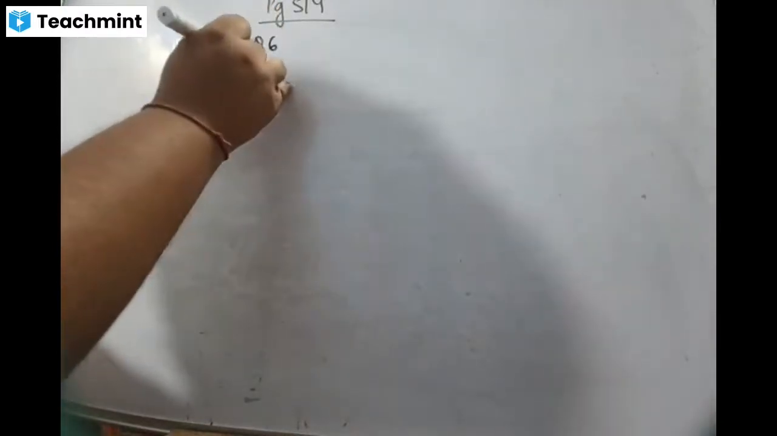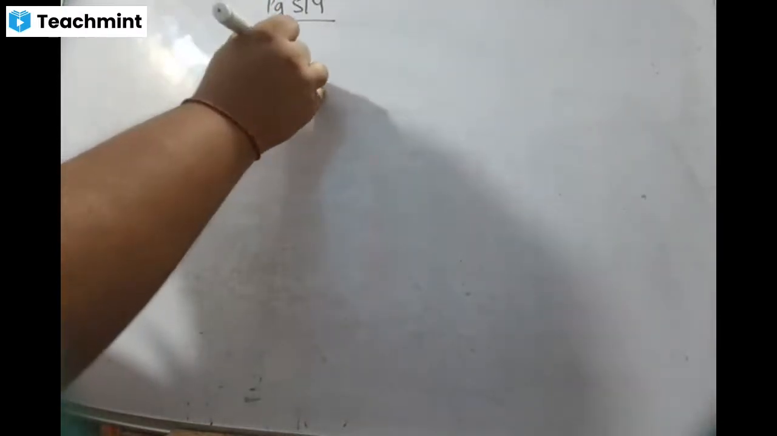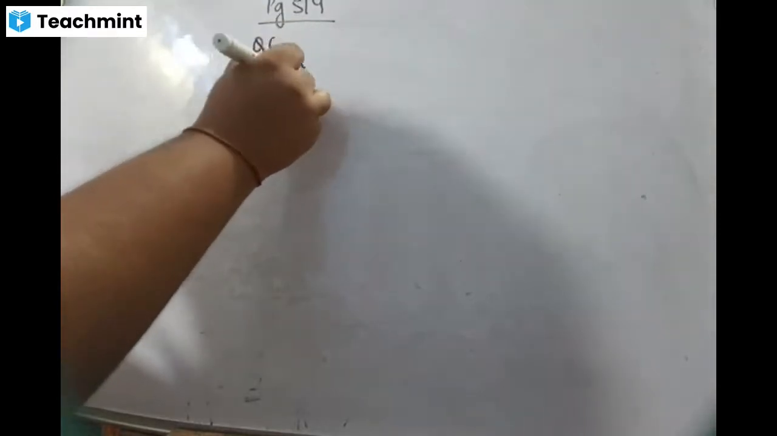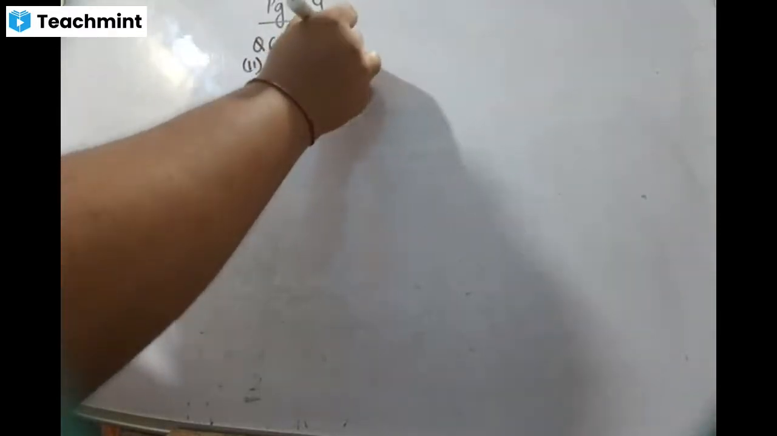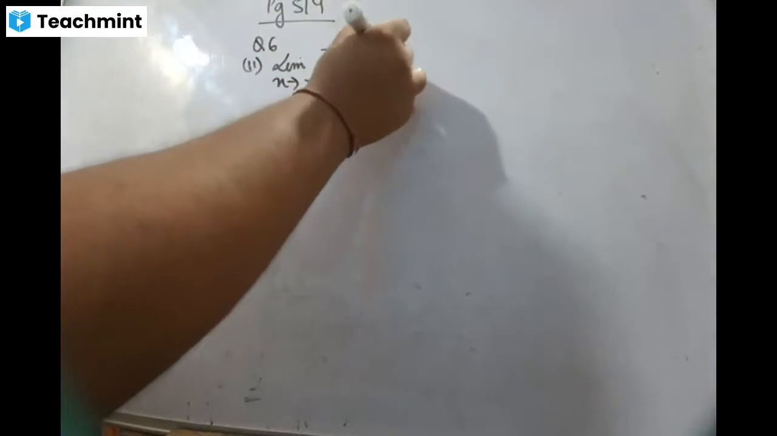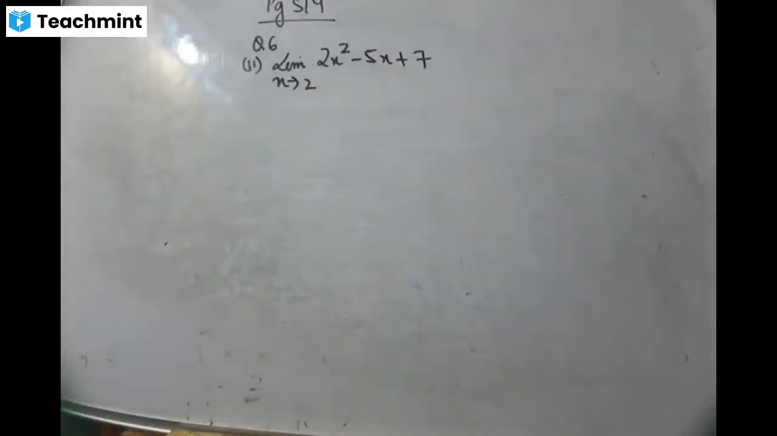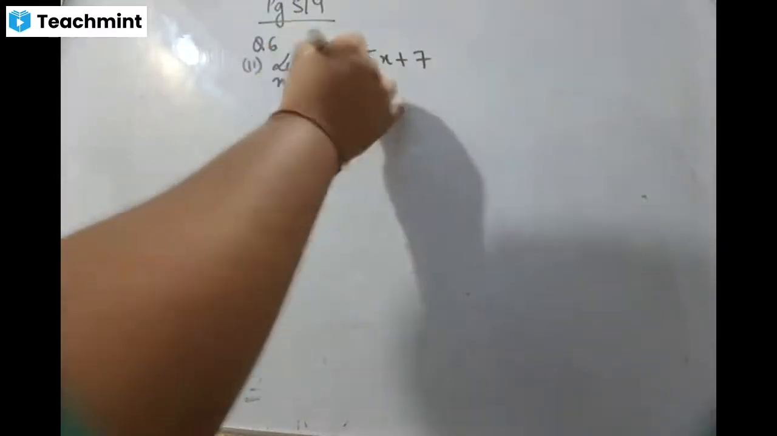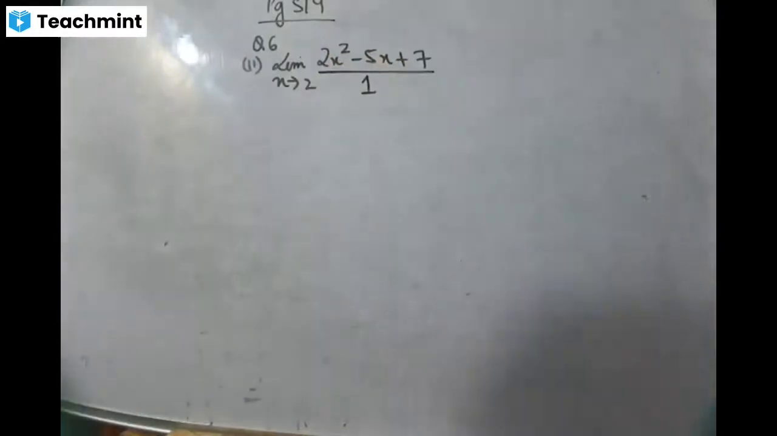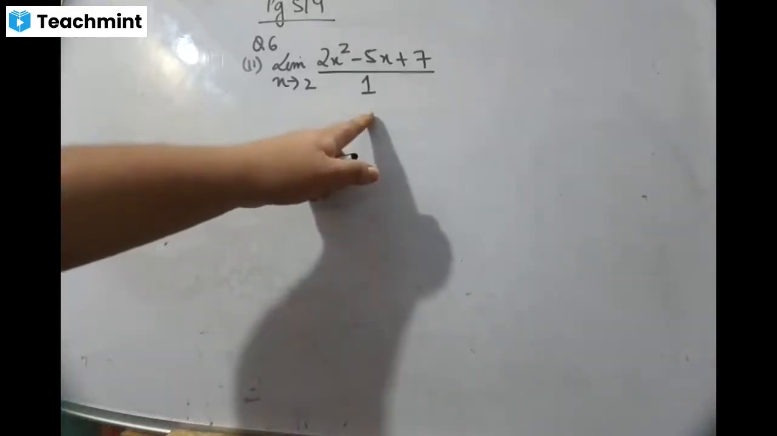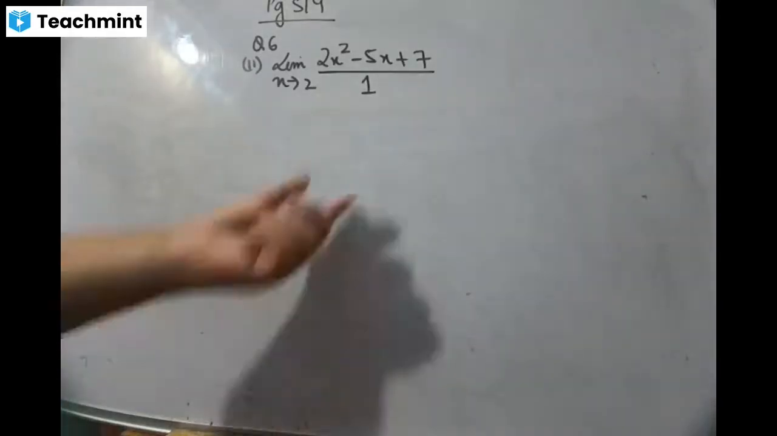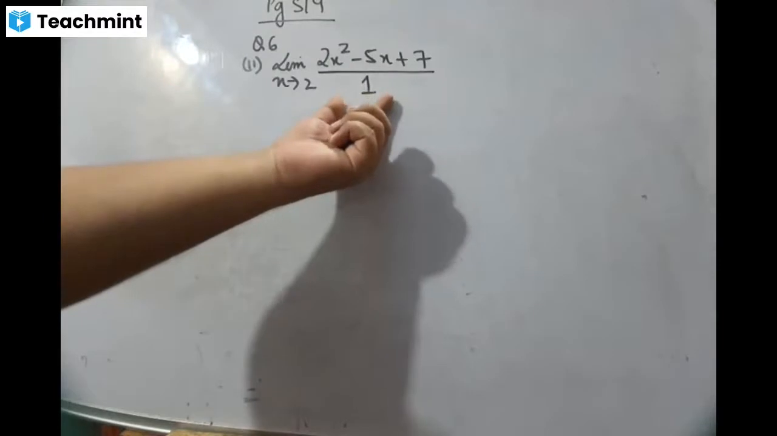Look at the board, everyone. Question number 6, subdivision 2. The question says limit x tends to 2, 2x square minus 5x plus 7. I need to simplify this. So what are you going to do? Look at the denominator. The denominator is nothing, means we take the denominator to be 1, isn't it? So when you put the value of x in the denominator, in this case there is no x, so we need not put the value. So the denominator is going to be 1.